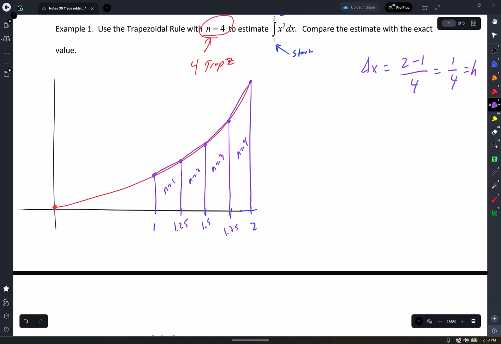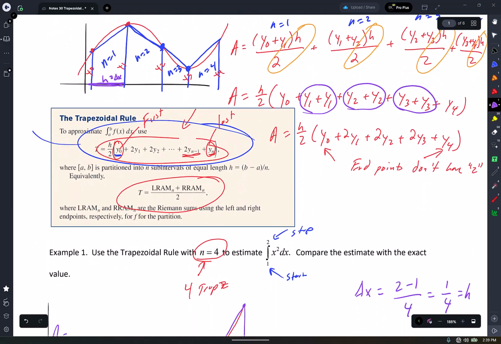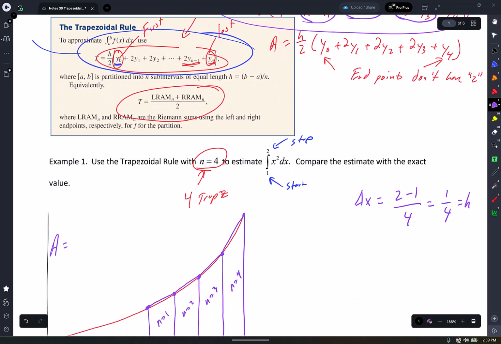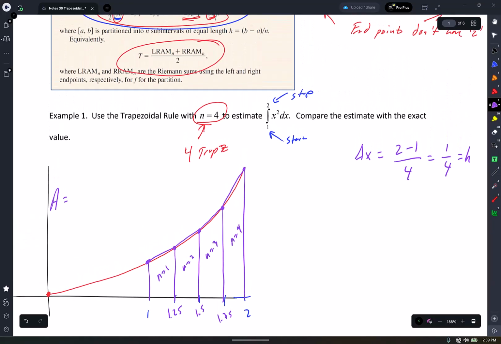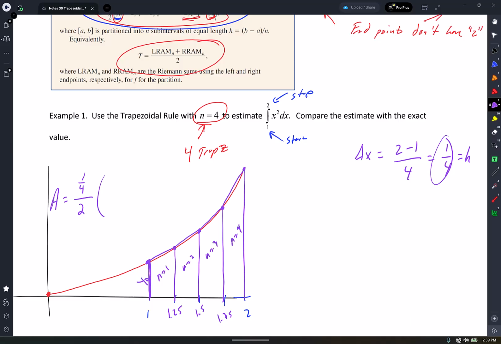I'm finding the area of these trapezoids. Area equals. All I'm doing is this formula right here, guys. I guess I could use this one, but I'm just going to use this formula right here. So the delta x is 1/4. That's my height. So 1/4 divided by 2. In a little bit, that's going to turn to 1/8. Open parenthesis. My y naught is this distance. This is your y naught right here. That's your first one.